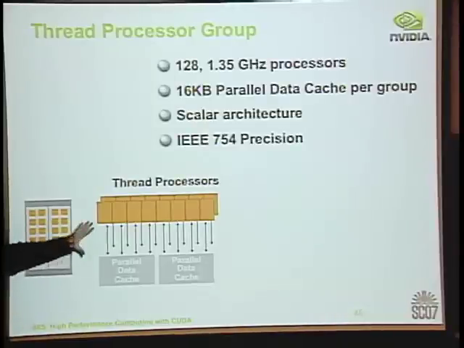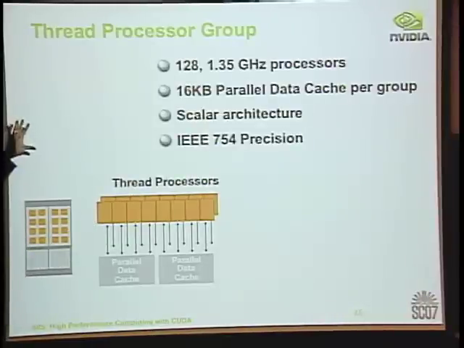Okay. So what's actually in here? In G80, which is the first flagship NVIDIA CUDA-capable GPU, there are 128 thread processors. They're divided into 16 multiprocessors. So we have 16 multiprocessors of 8 thread processors each. Each multiprocessor has one 16 kilobyte parallel data cache.